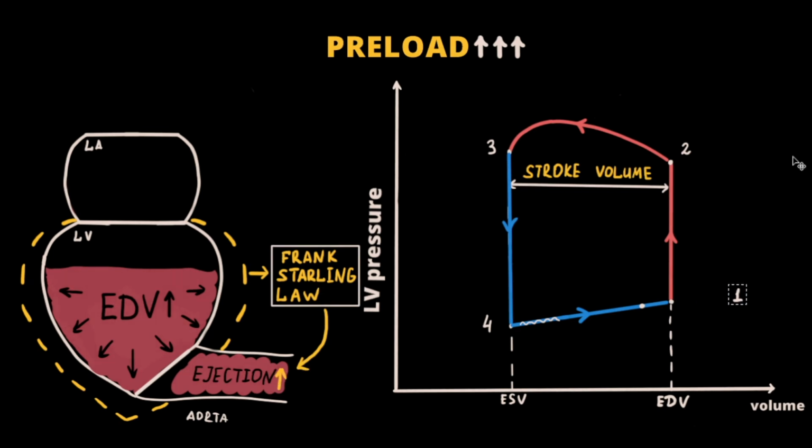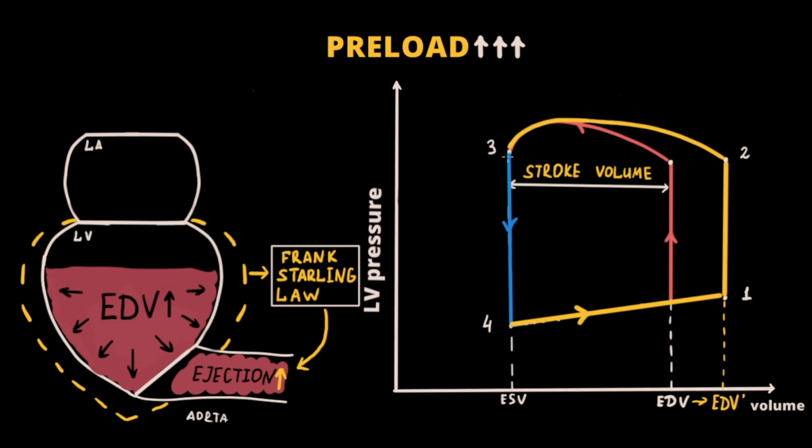So if the end-diastolic volume increases, the first and further the second points of the pressure volume loop move to the right and the graph becomes wider. As we already mentioned, the graph's width reflects the stroke volume. So if the preload increases, stroke volume increases too.